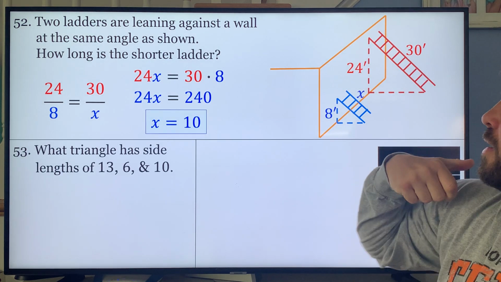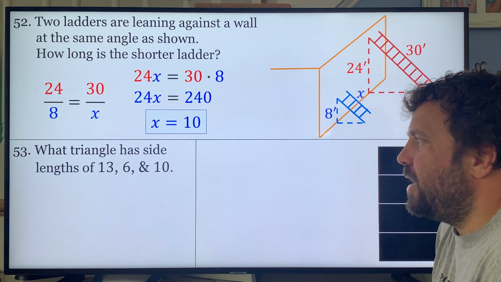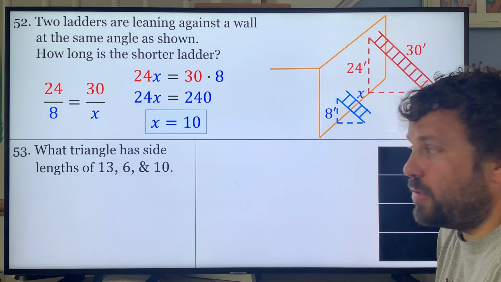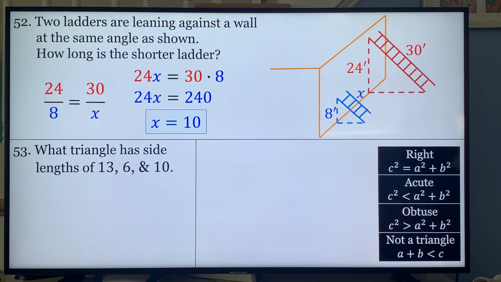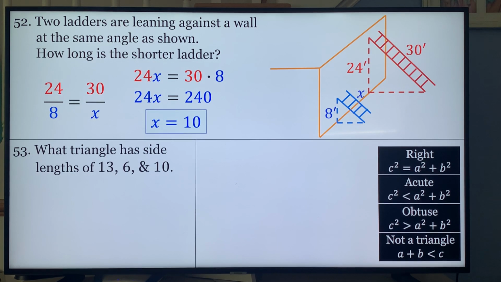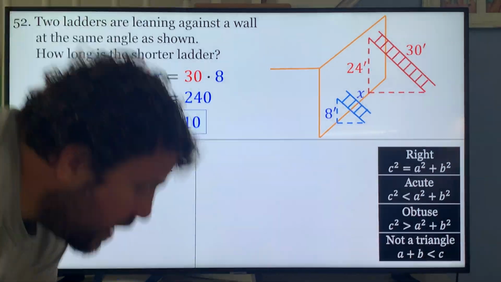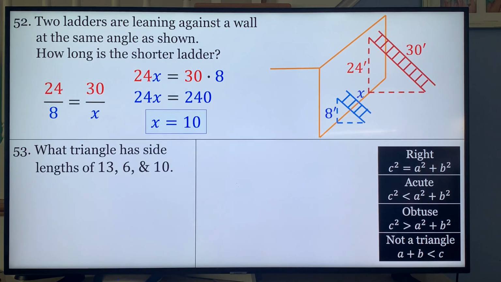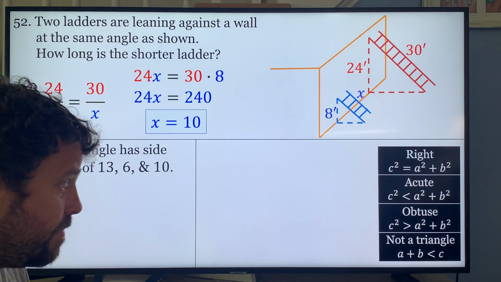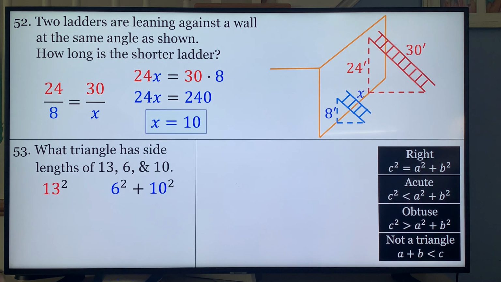All right, 53. What triangle has side lengths of 3, 6, and 10? Remember, we have to do the squared. Here are the formulas we went over the other day. Right triangle, c squared equals a squared plus b squared. Acute, c squared is less than a squared plus b squared. Obtuse, c squared is greater than a squared plus b squared. And if a plus b, the two shorter sides, are not greater than c, the longer side, it's not even a triangle. So, take the two shorter sides, square them.